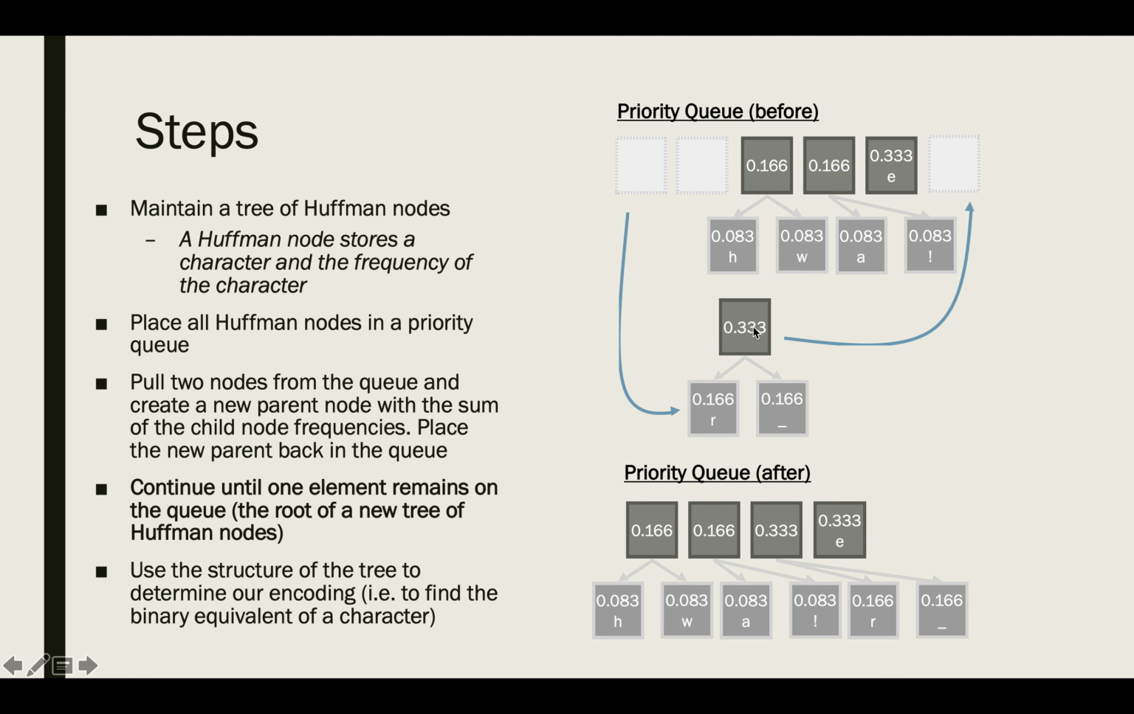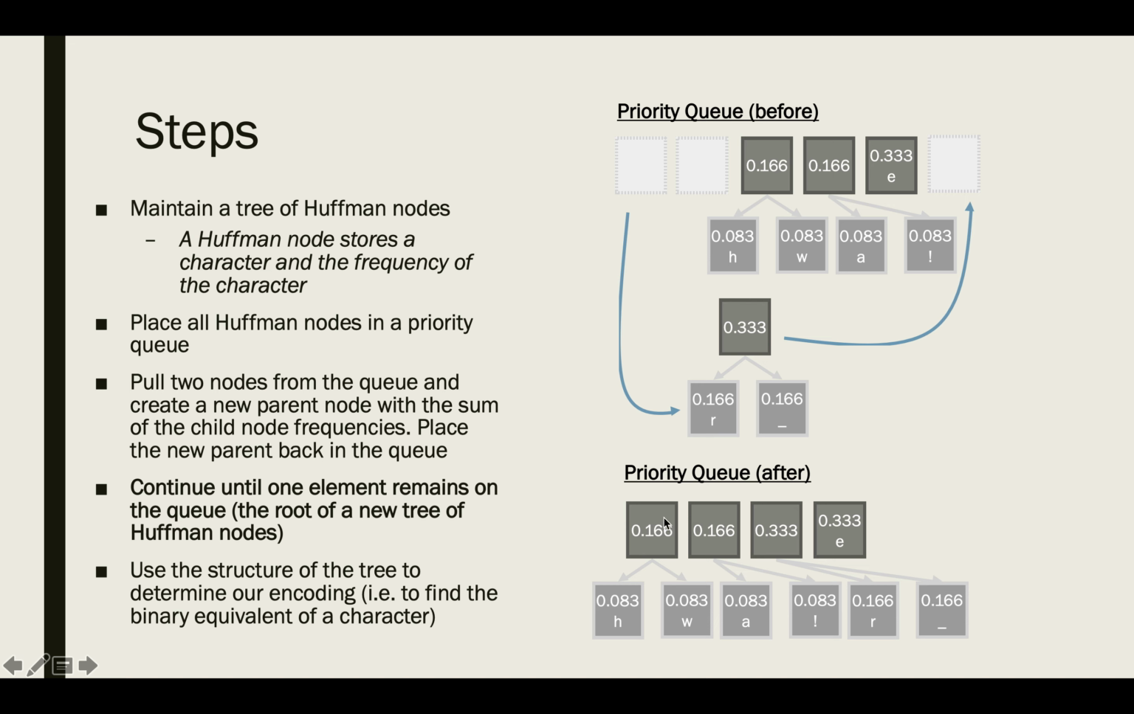Notice our frequencies are going up here. Now the parent node has 33%. You'll also notice that the number of elements inside of this priority queue is getting shorter. So eventually we'll only have one element in this priority queue, after which we'll have our tree. So here I'll join R and space together and place them back into the tree. Notice all the child nodes here tagging along. We've got four nodes left in our priority queue.